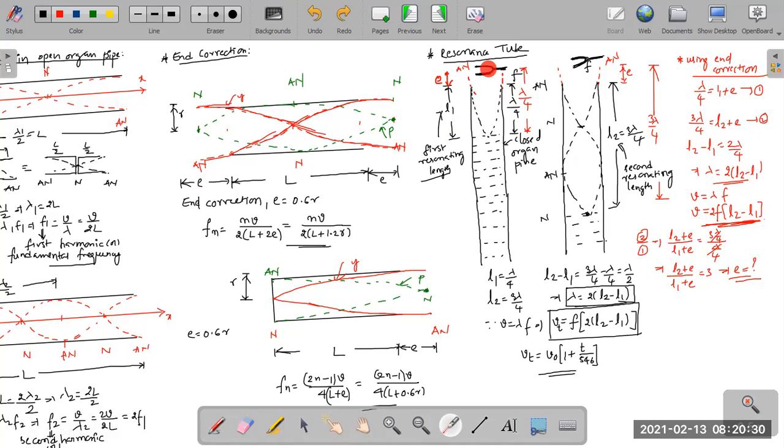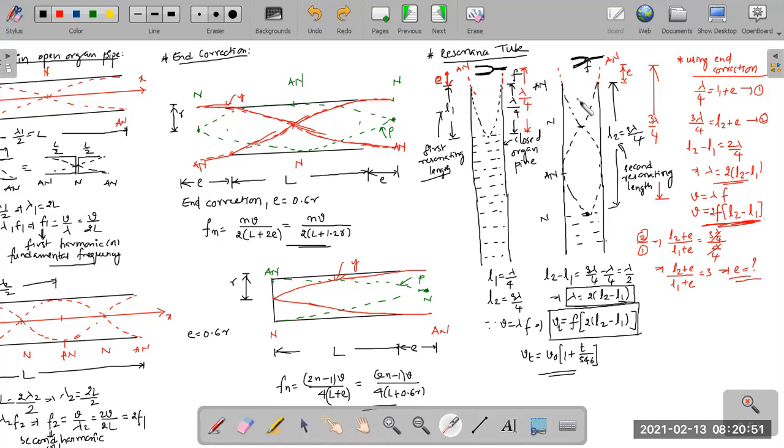What we usually do is put a tuning fork, hit it, then slowly lower the level of the water inside this tube till we hear maximum sound. That is the event where we get the first resonance. We call it the first resonating length, and L1 must be equal to lambda by 4.